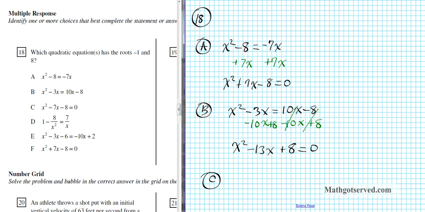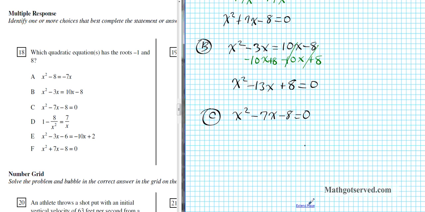Let's take a look at option C. Option C is already in standard form, which is x squared minus 7x minus 8 equals 0. Let's take a look at option D. Option D is 1 minus 8 over x squared equals 7 over x. To place this in standard form, we're just simply going to multiply the entire equation by the LCD of x squared and x, which is x squared. Okay, so we'll multiply through.